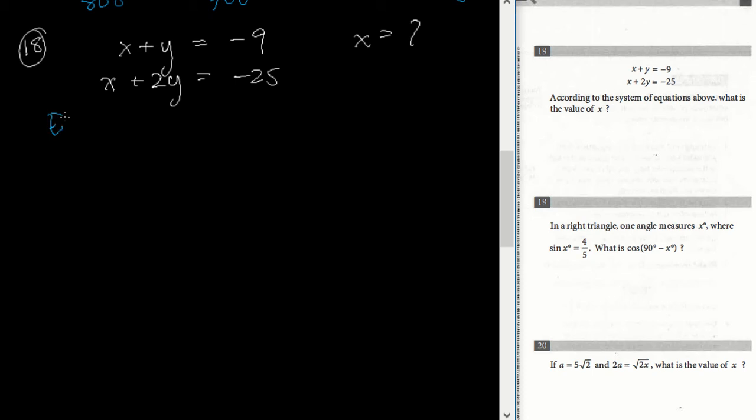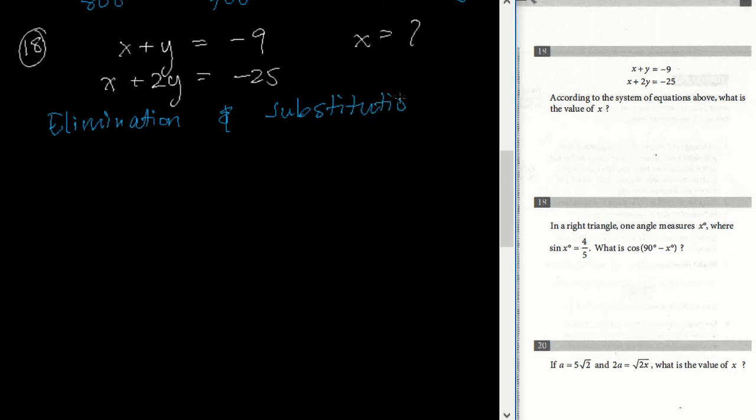In problem 18, we have x plus y is equal to -9, and x plus 2y is equal to -25. We're asked to find the value of x. When you have a system of equations, you basically have two options to solve this: elimination and substitution.